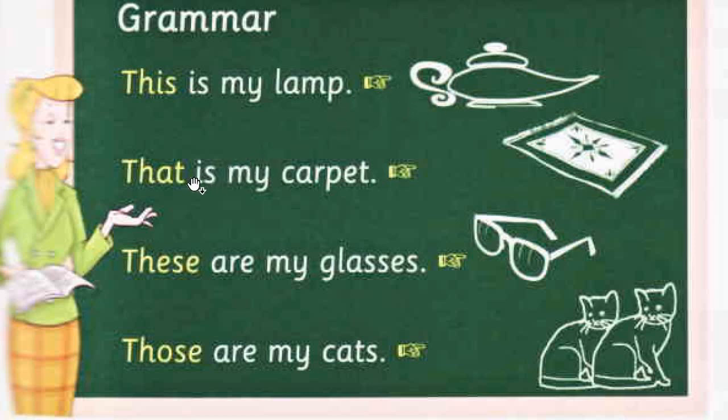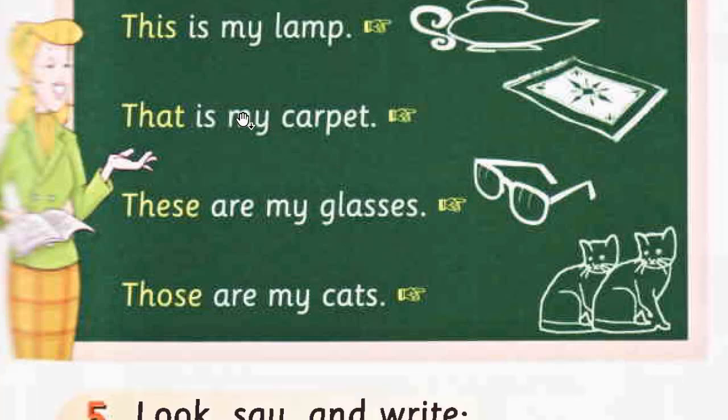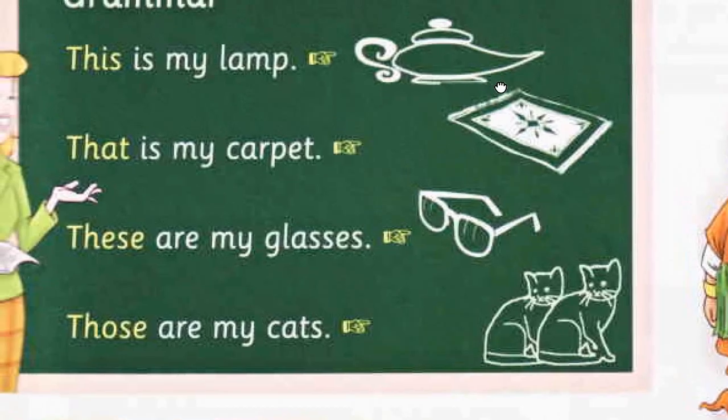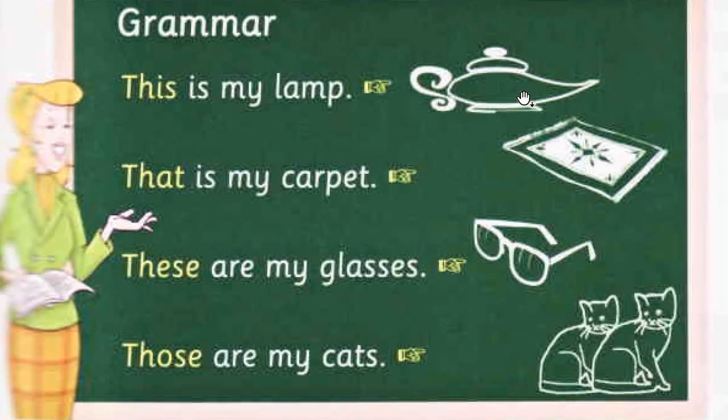Now look at the next one. That is my carpet. Because the carpet is a little bit far, not close, we use that. So this is used to point to a close object. And that is used to point to a far object. So that is my carpet. Now look at here. In the first one, this points to lamp. But lamp is singular, just one. And in the second one, even carpet is just one.